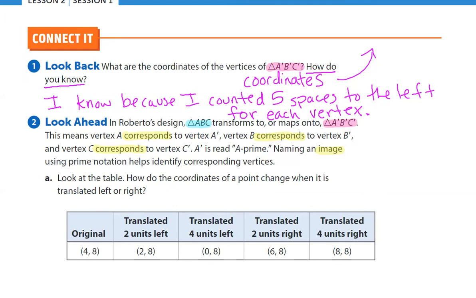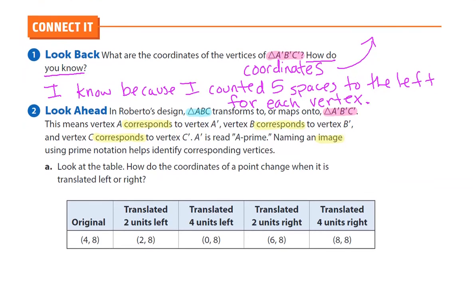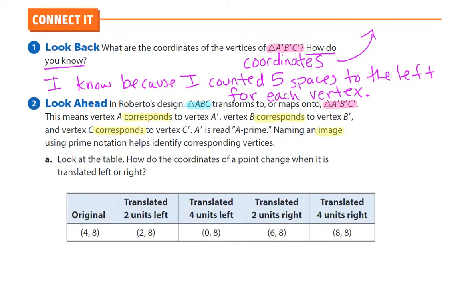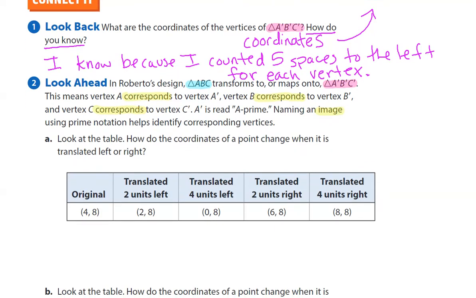So if we had changed it, instead of triangle ABC to A prime, B prime, C prime, if we had changed it to now triangle, I don't know, CAT, then you'd have to figure out for yourself which vertex corresponds to which. But since they have the same name, just with prime notation, it's very easy now.